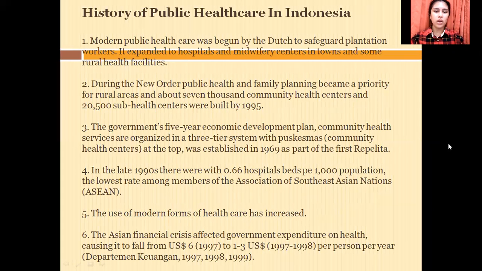Next is the history of public healthcare in Indonesia. Modern public healthcare was begun by the Dutch to safeguard plantation workers. It expanded to hospitals and midwifery centers in towns and some rural health facilities. The modern healthcare system continues the Dutch colonial pattern of low levels of investment in healthcare.